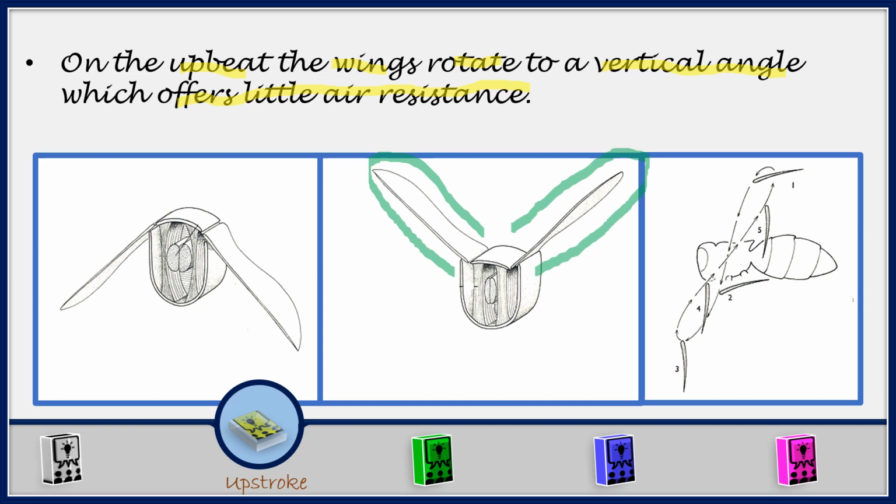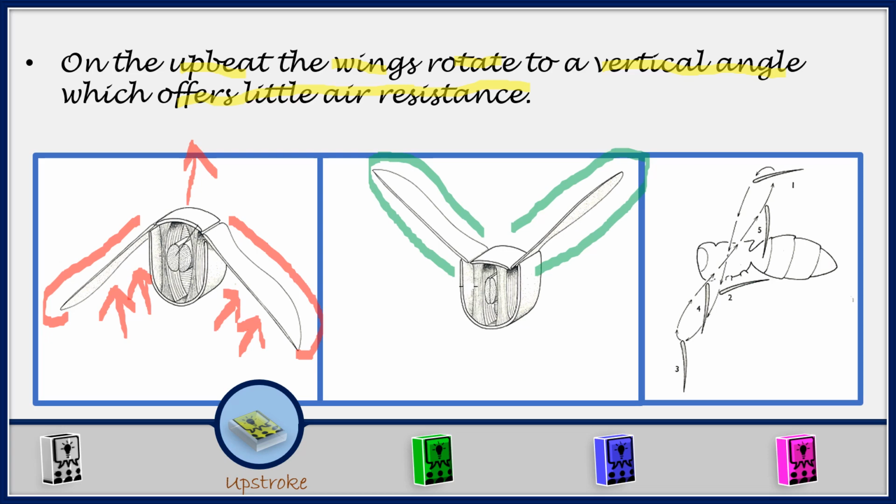But what is happening when the wing is down, like the way we see here? We saw that when the wing is going down, it is flat. And when it is flat, it offers a lot of resistance to the air which is going up. And if it offers a lot of resistance to the air which is going up, it means that the air is going to push the insect to go upwards.